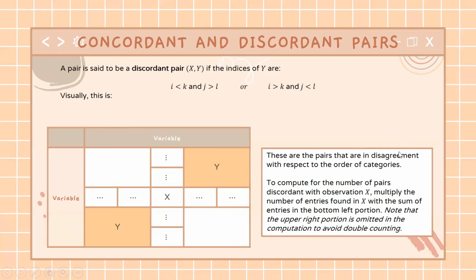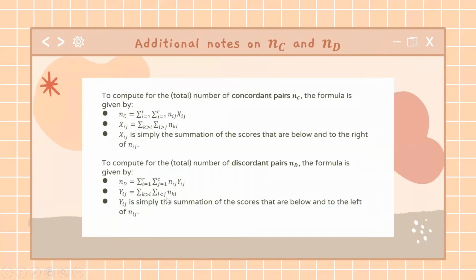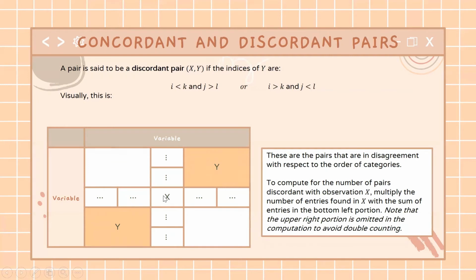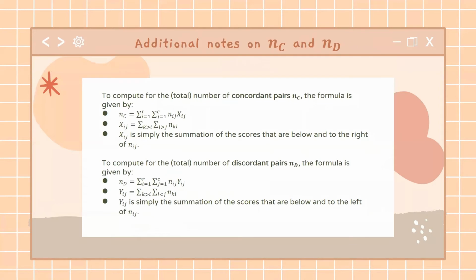So to compute for the number of pairs discordant with observation x, we multiply the number of entries found in x with the sum of entries in the bottom left portion. Note that the upper right portion is omitted in the computation to avoid double counting. So ganun din, ang gagawin lang natin, we multiply the frequency here, which is x, with the summation ng frequencies that are below and to the left of it. Ayun.